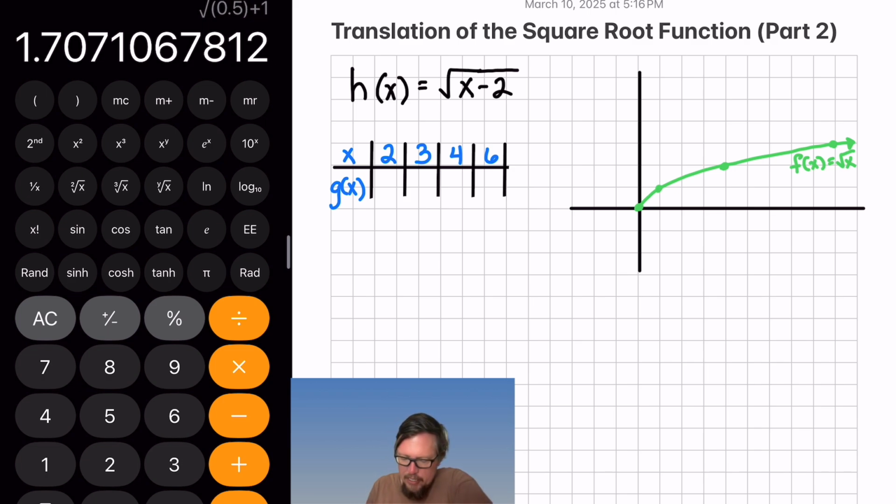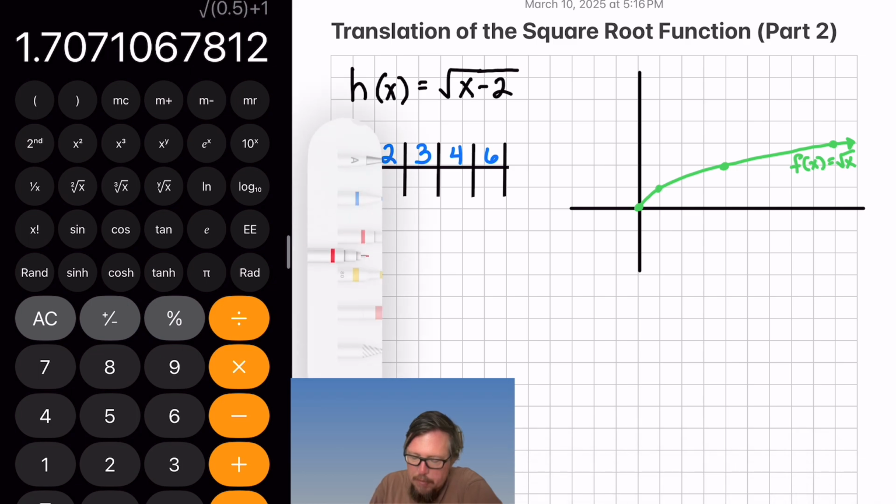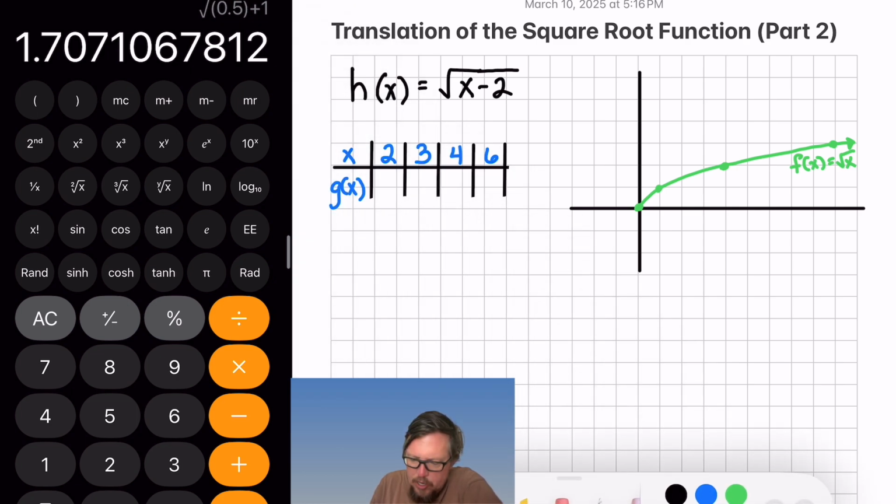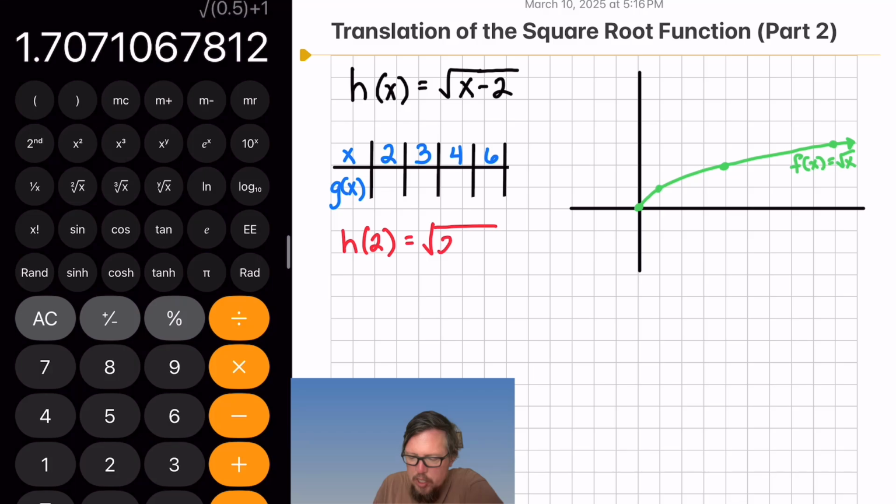So just like the previous few problems that we've looked at, we're going to start off by creating our table. So let's start off with an x value of 2. Now you may wonder, why are we starting off with an x value of 2? Why not start off with 0? And the answer is we can't. 2 is the lowest x value we can start off with.